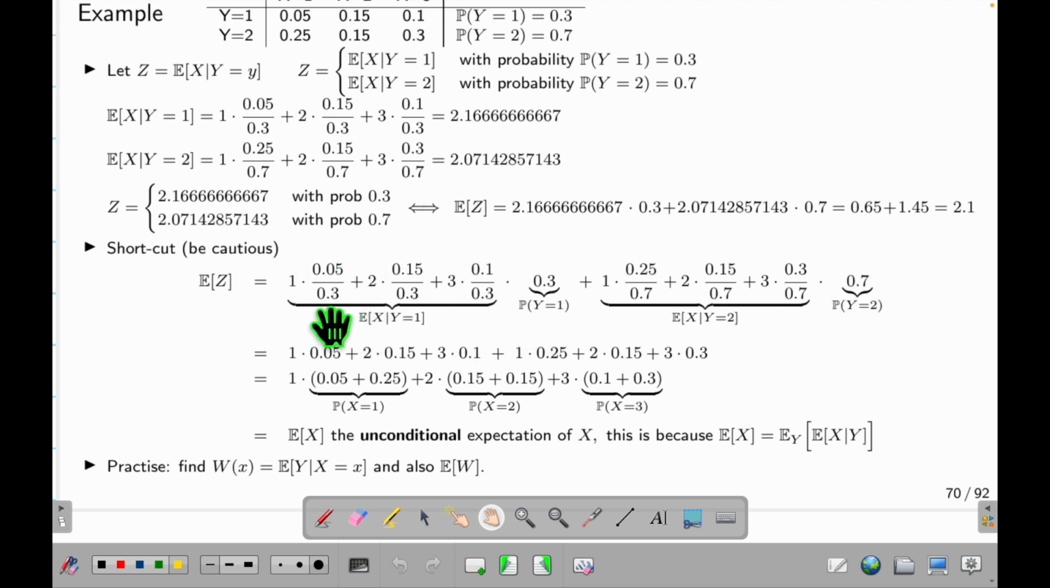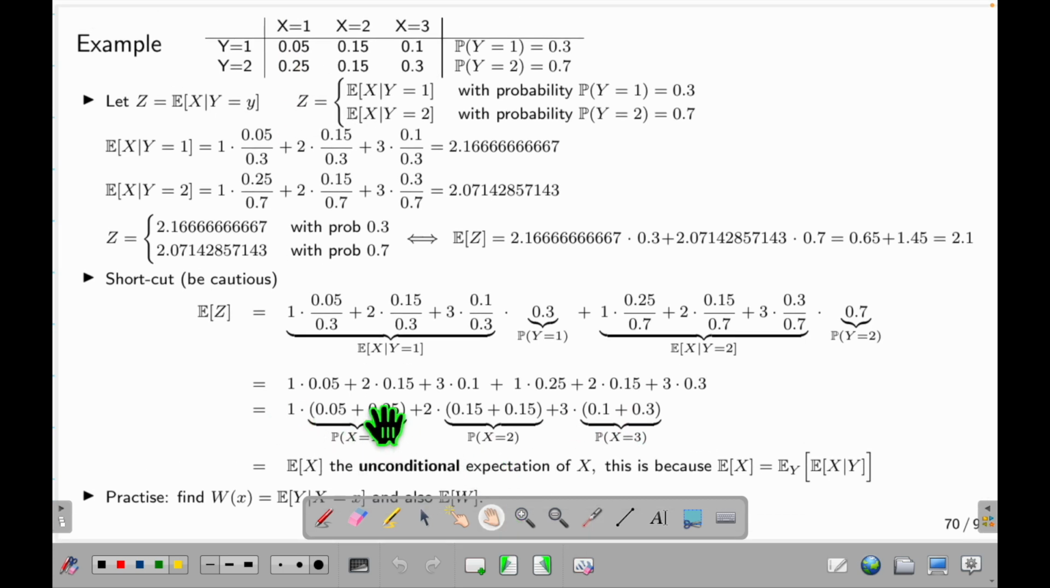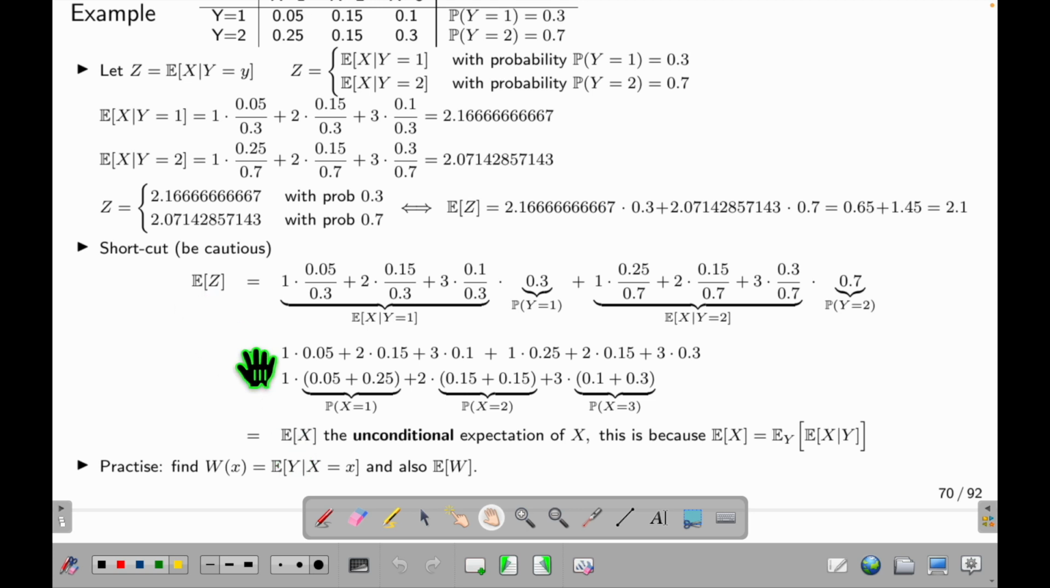And notice that we can actually cancel out all the 0.3. Then we will get this expression. And from here, you see that 1 multiplies 0.05, and here also 1 multiplies 0.25. So I can add them up. What is this 0.05 plus 0.25? It's actually the marginal probability of x equal 1. So this 1 times the marginal probability of x1, this 2 times the marginal probability of x2, this 3 times the marginal probability of x3 is exactly what? It's exactly EX. So EZ is exactly the unconditional expectation.